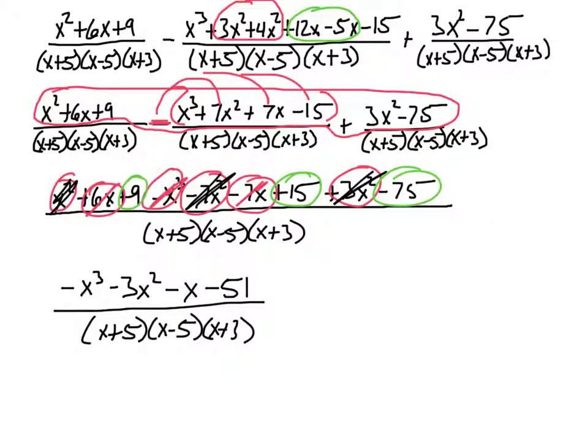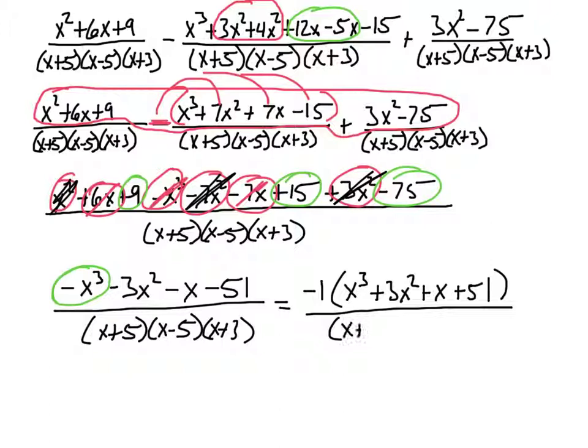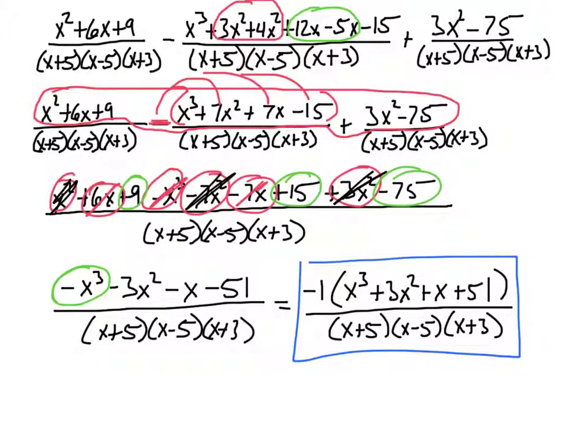All right, the last thing I see, we have a leading x variable that is negative. We don't like that. So the very last thing to get our very final answer is to factor out a negative 1. So we have negative 1 times x cubed plus 3x squared plus x plus 51, all over our common denominator of x plus 5 times x minus 5 times x plus 3. And yes, folks, finally, we are done with that problem.